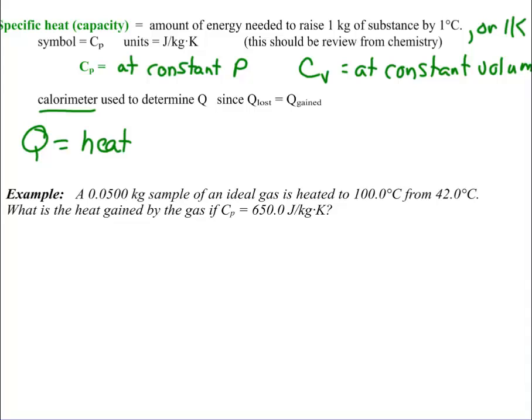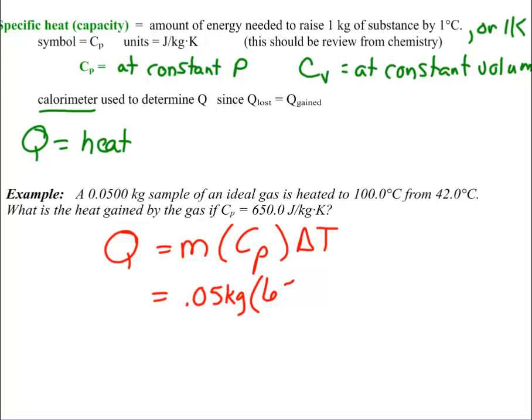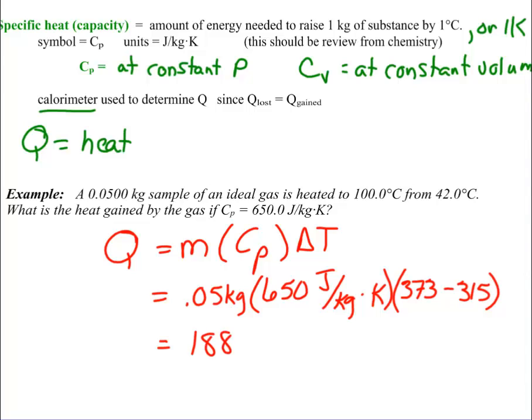So the equation that we use, the specific heat equation, is Q of the substance equals its mass times its specific heat, either pressure or volume, times the temperature change. So the mass of our gas is 0.05 kilograms. Specific heat of this gas is 650 joules per kilogram times degree Kelvin, and then our temperature change. Final temperature is 100, but we have to do this in Kelvin. So 100 degrees is 373 Kelvin. 42 degrees is 315 Kelvin. So there's our temperature change, and we do the math and we get 1885 joules.